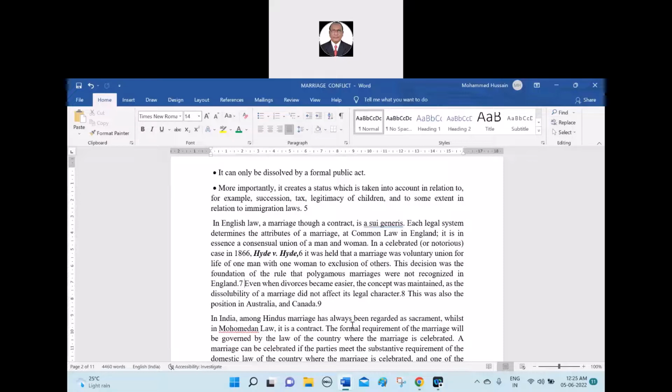Even when divorce became easier, the concept was maintained, as the dissolubility of the marriage did not affect its legal character. This was also the position in Australia and Canada. In Tanzania, can we take a divorce by mutual consent, both the husband and wife?